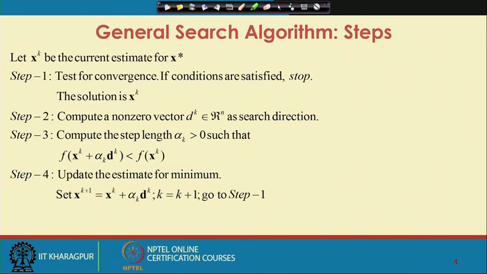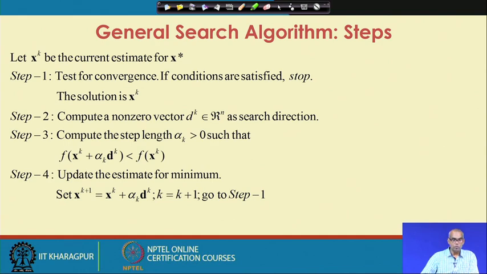So, we can present the algorithm for a general search technique as follows. Let x k be the current estimate of the optimal solution x star. Step 1, I test for convergence. If conditions are satisfied, I stop because I have already reached the optimal. So, the solution is x k.